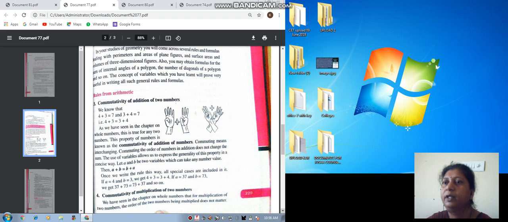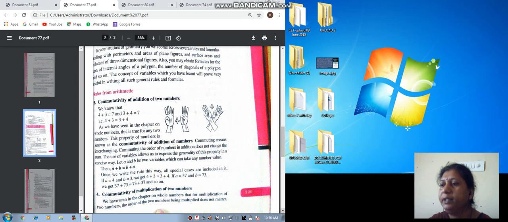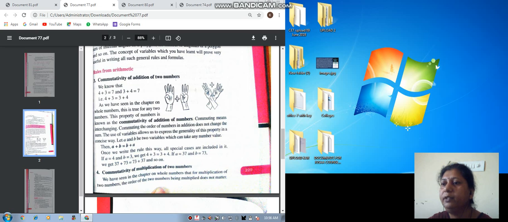Fine. Now rules for arithmetic. So in arithmetic, how many laws do we say here? How many rules have we studied in whole numbers? Associative, commutative property, distributive property, right? So let's see the commutative property of addition of two numbers. If we add one number to a second number, then the addition is the same as if we add the second number to the first number. Do you remember this?